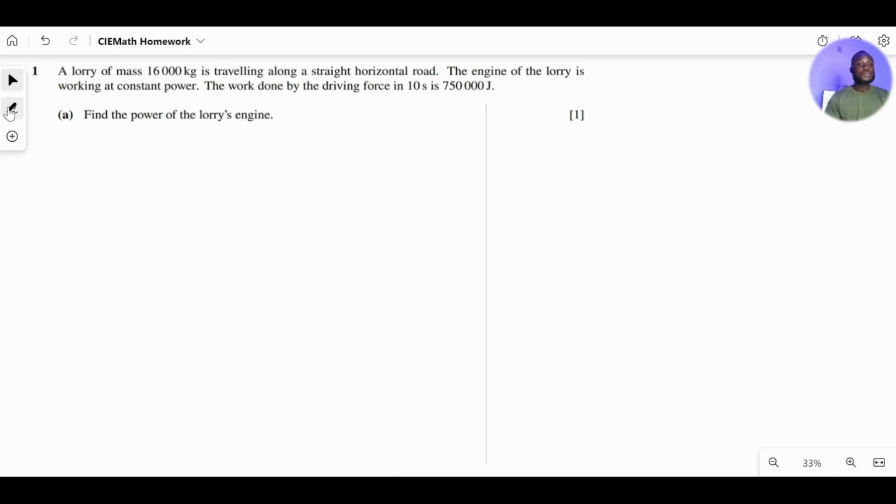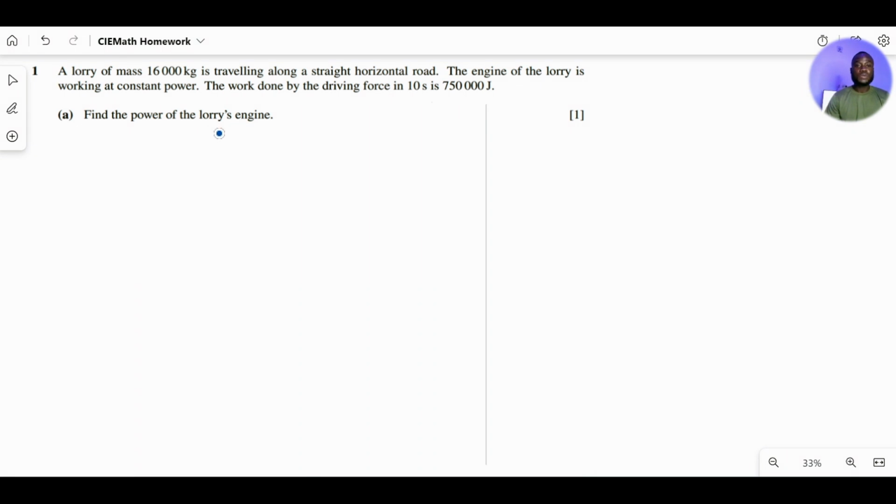Let's get right into it with the very first question. A lorry of mass 16,000 kilograms is traveling along a straight horizontal road. The engine of the lorry is working at a constant power. If the work done by the driving force in 10 seconds is 750,000 joules, we want to find the power of the engine. So power is the rate at which work is done, right?